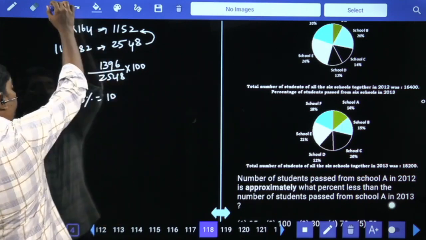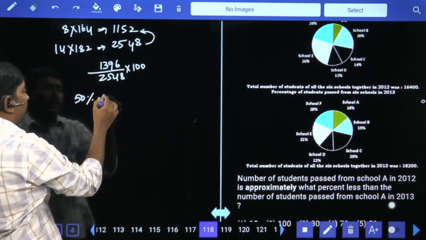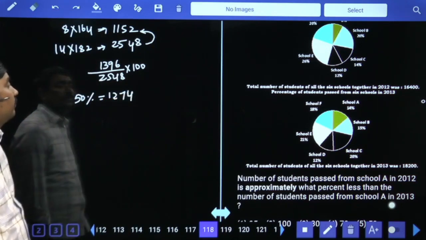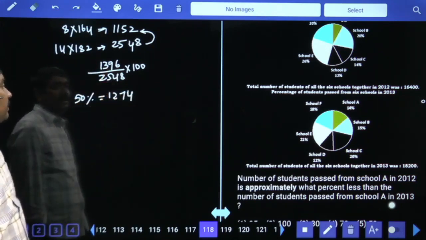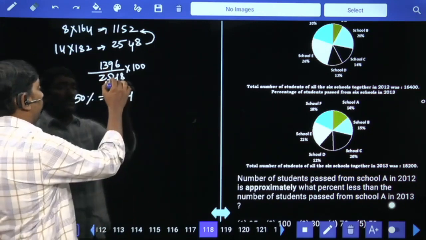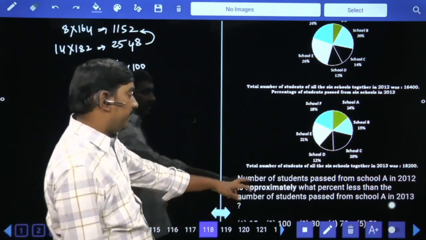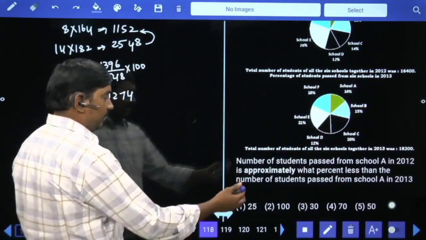So take 50%, denominator half, 50%. 1274. But I require 1396, means still I require 122. 122 means 1% value 25, 5% value 125. Approximately 55%, nearby 55. So we can say 50%.